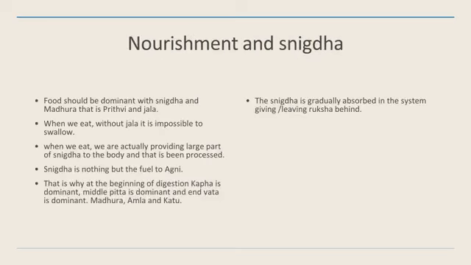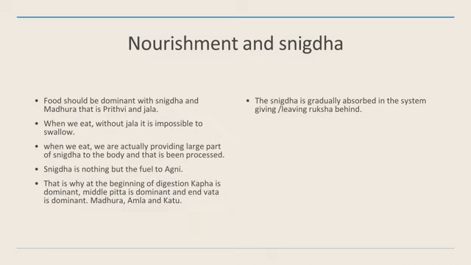Let us understand nourishment and the snigdha. Food should be dominant with snigdha and madhura, that is prithvi and jala. When we read about ahara vidhi, it tells that the food has to be dominant with madhura and snigdha, that is prithvi and jala. It is impossible to eat any food without jala. So whenever we eat, we actually provide a lot of snigdha to the system, which is being processed. And snigdha is nothing but the fuel for the agni. So whenever you take it, the snigdha is what gets absorbed in the system.